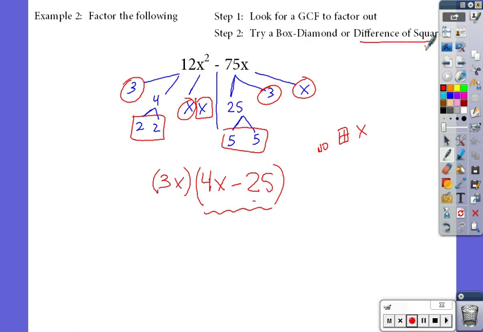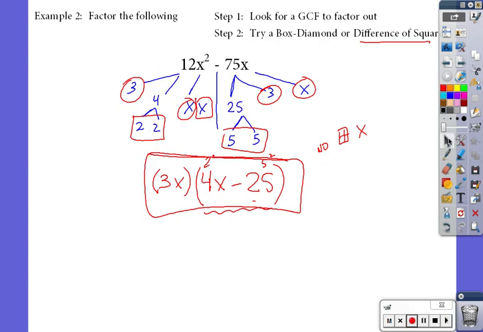Let's look at it. 4 could be a square, 2 squared. 25 could be a square, 5 squared. But the x is not a square. So I would be done, and I need to be able to recognize that. I won't always be able to do multiple types of factoring. Sometimes I'll factor out the first thing, and that'll be it. And then I stop, and that's my answer.